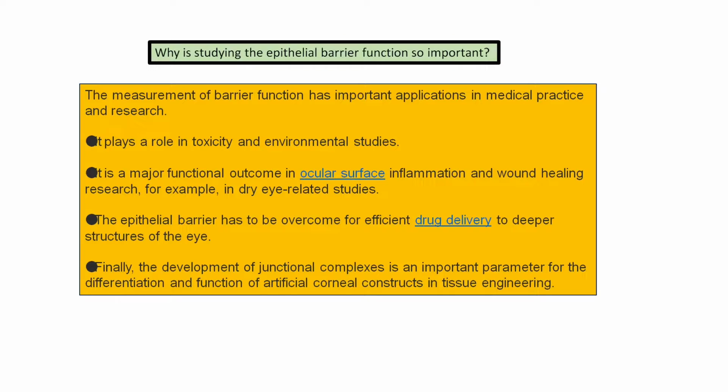The study of barrier function is important with applications in clinical practice and research because the barrier plays a role in toxicity and environmental studies. It is a major functional outcome in ocular surface inflammation and wound healing research, for example, in dry eye related studies. The epithelial barrier has to be overcome for efficient drug delivery to deeper structures of the eye. Finally, the development of junctional complexes is an important parameter for the differentiation and function of artificial corneal constructs in tissue engineering.